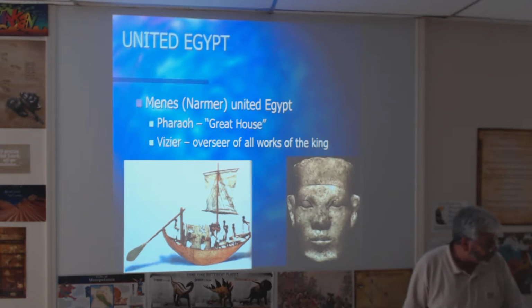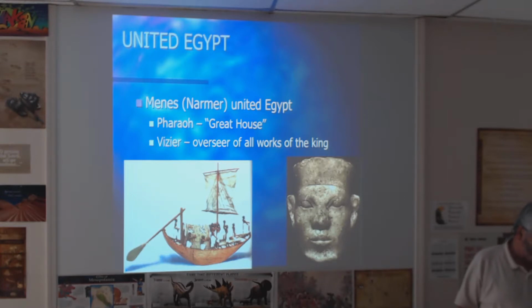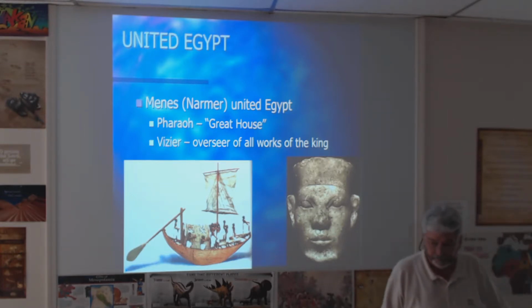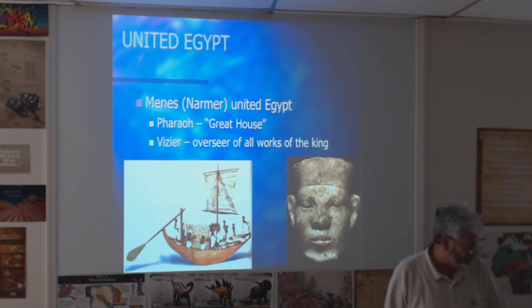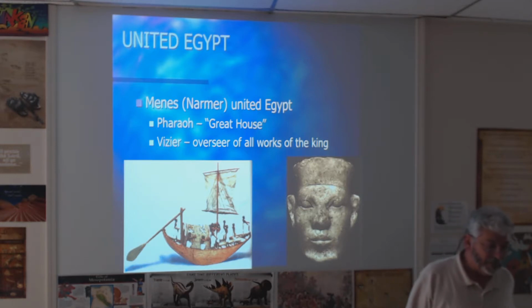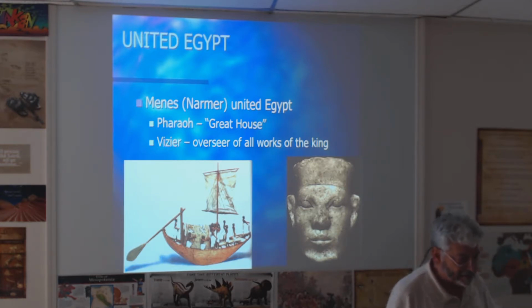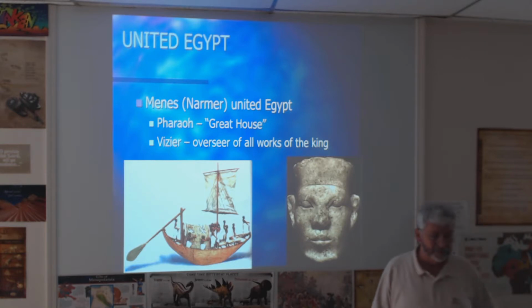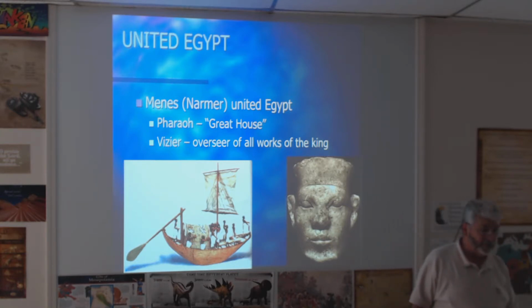Menes ruled for 62 years. And you know what did him in? He was carried off by a hippo and killed. What a way to go, huh? A hippo. Do you know that hippopotami, I guess would be the plural, kill more people in Africa every year than lions? Yeah, so watch out for those hippos.